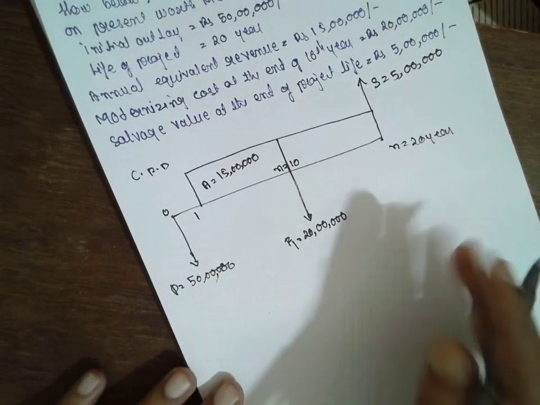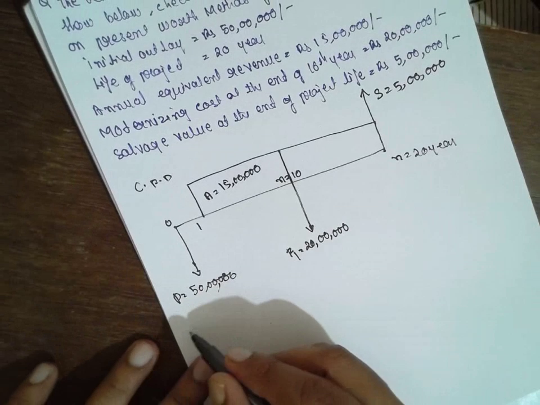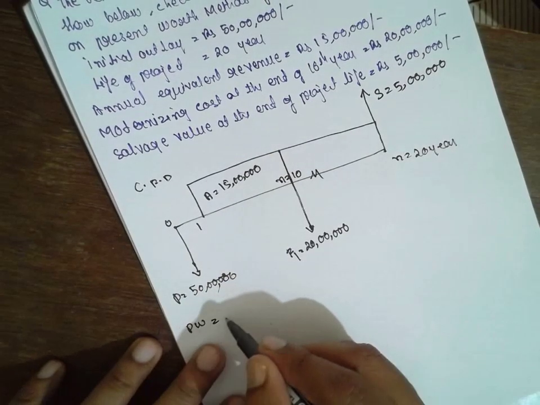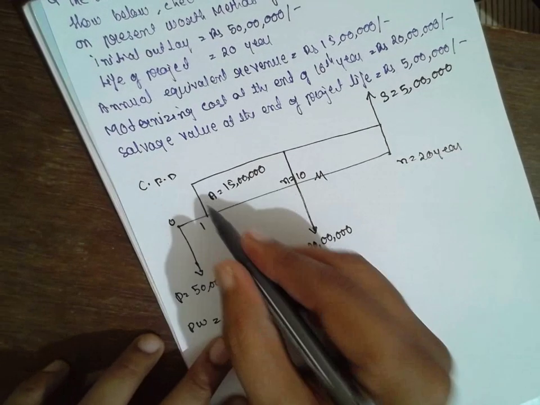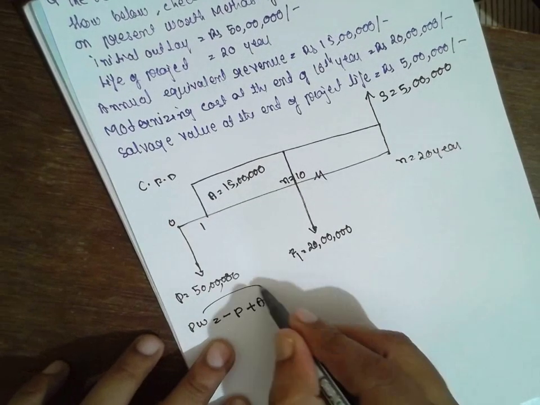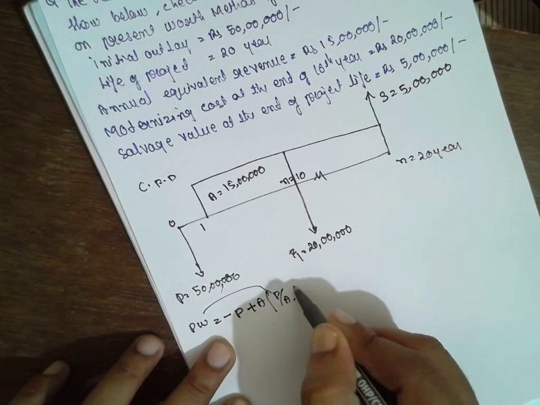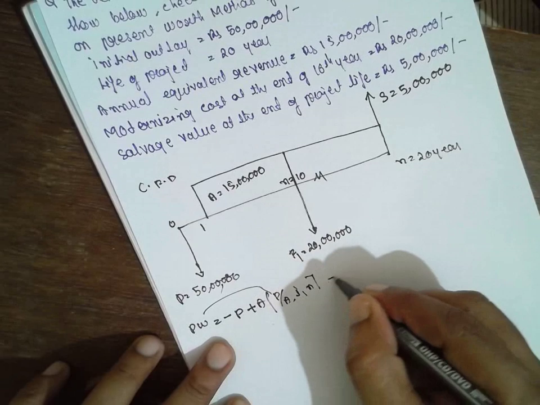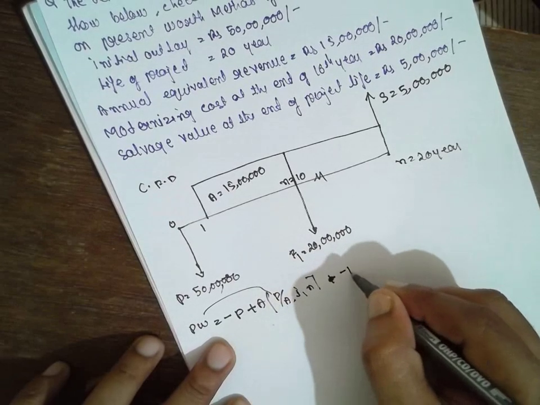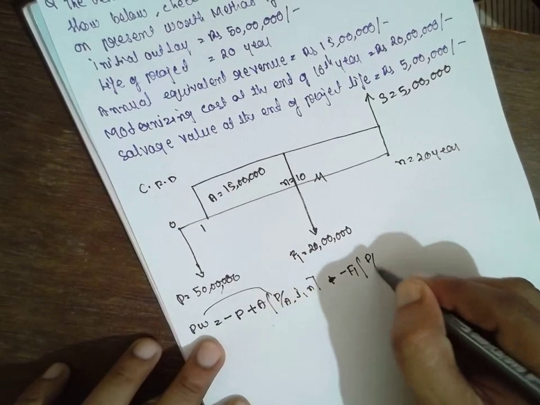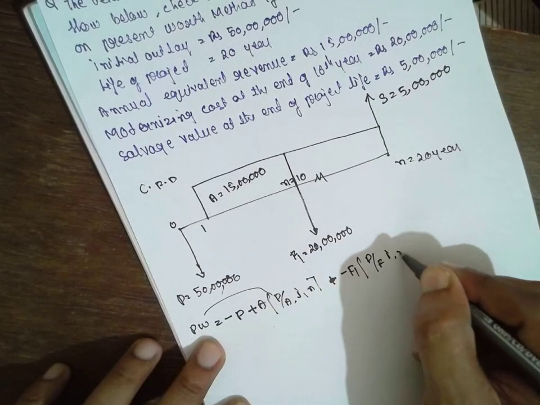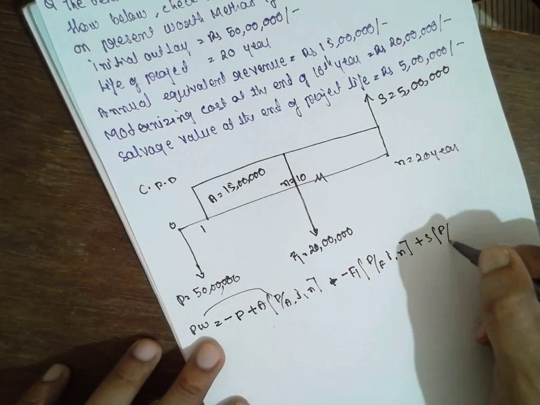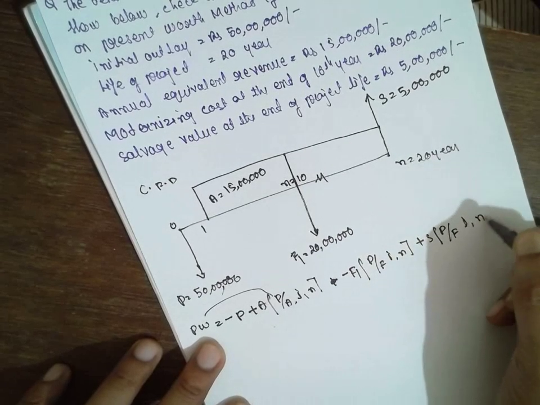First, write the formula based upon the CFD diagram. PW is equal to minus P. First, I will go for A, P by A, I comma N. Next, I will go for minus F1 P by F I comma N. Next I will go for the salvage, P by F I comma N.